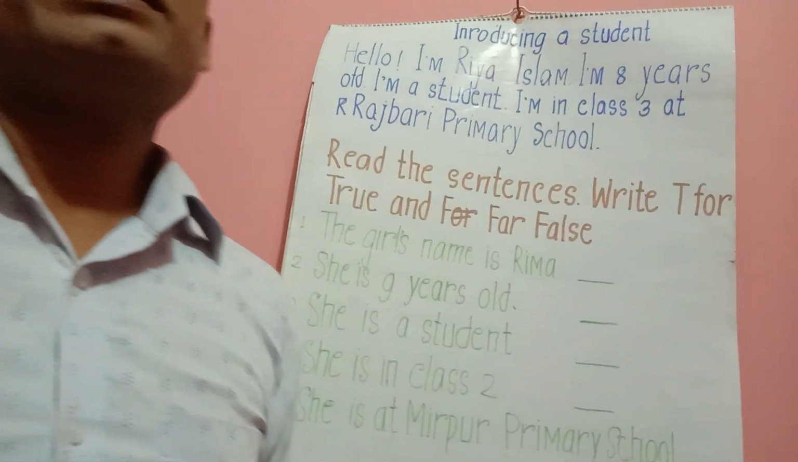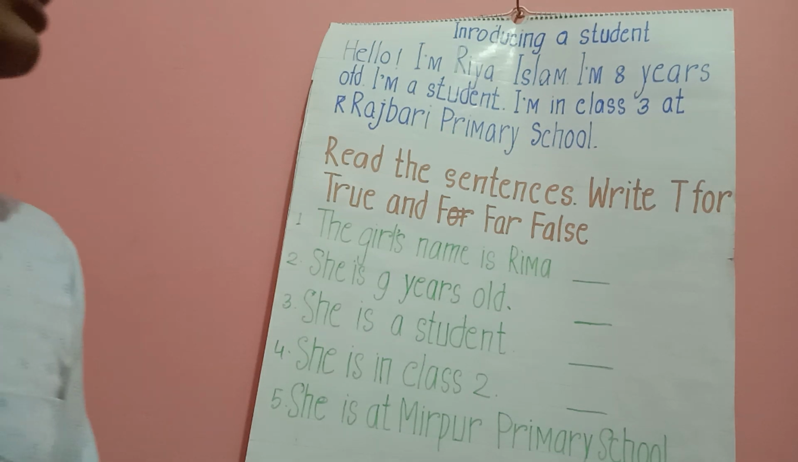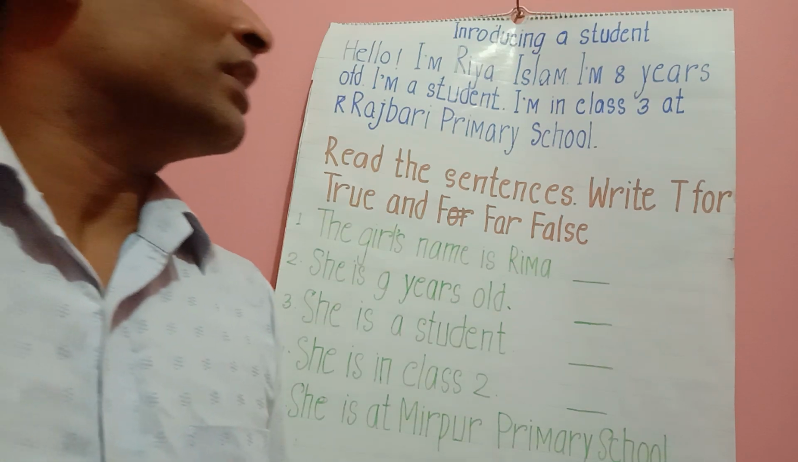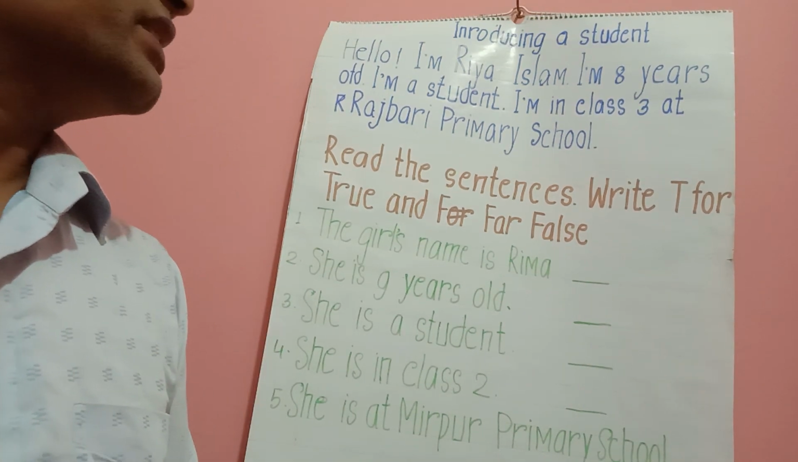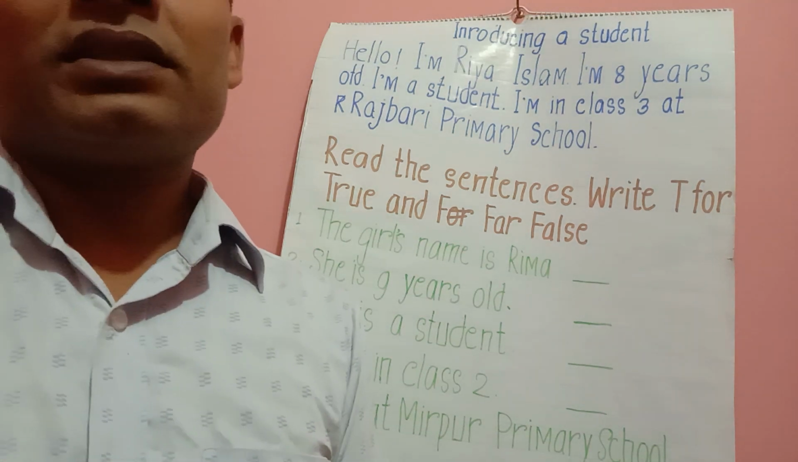Introducing a student. How does a student introduce themselves? Hello, I am Ria Islam. I am 8 years old. I am a student. I am in class 3 at Rajbari Primary School. This is the short passage.